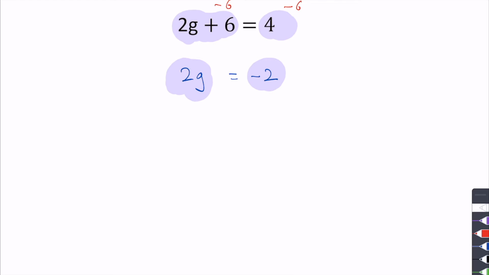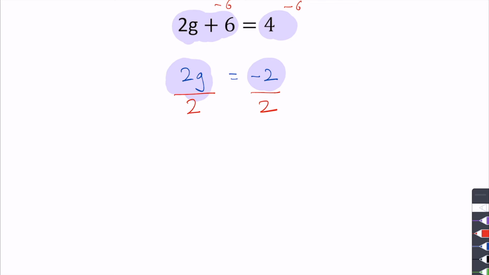Now at the moment 2 is being multiplied by g. That's why we have 2g. When there's no sign in algebra between letters or numbers and letters, it means it's a multiplication. So we have 2 times g. The opposite of a multiplication is a division. So we're going to divide by 2. If we divide by 2 on the left, we must divide by 2 on the right.